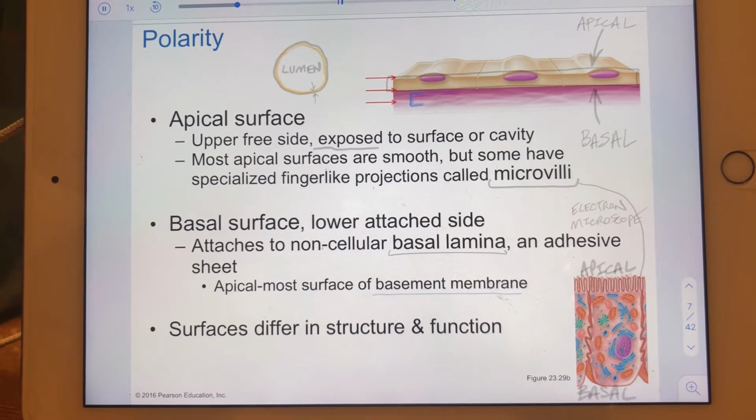Hopefully you learned long ago that a major dogma in biology and science in general is that form dictates function, right? So if these two faces, these two surfaces, look different, they're anatomically distinct, then it would make sense that they would also be functionally distinct, okay? And we're going to use this really, really oversimplified image.